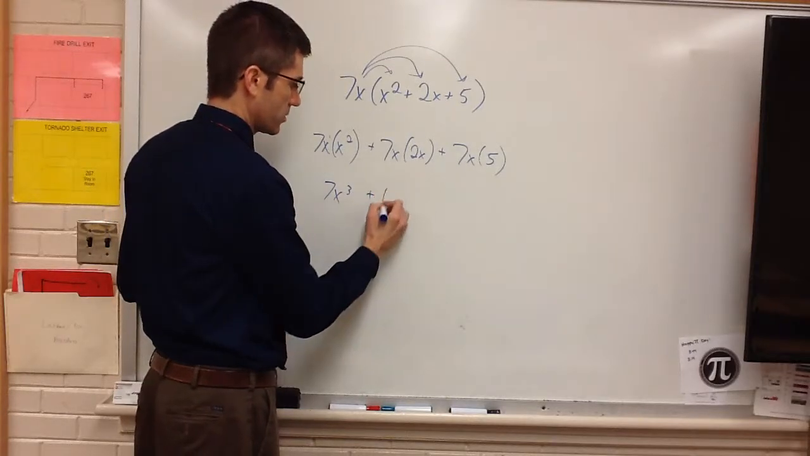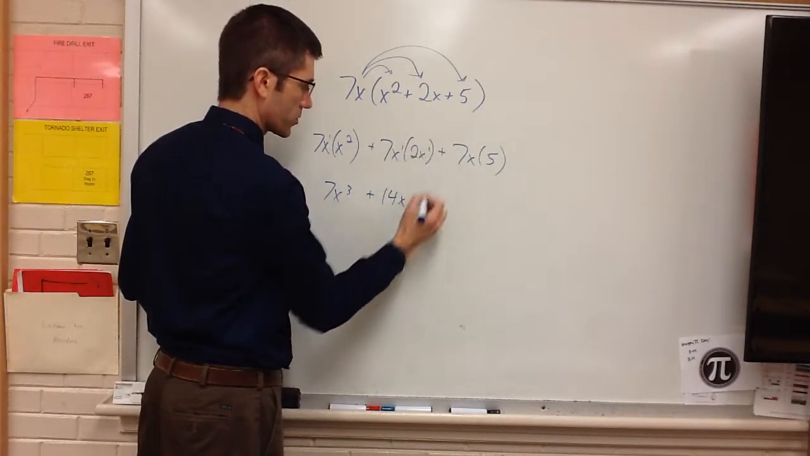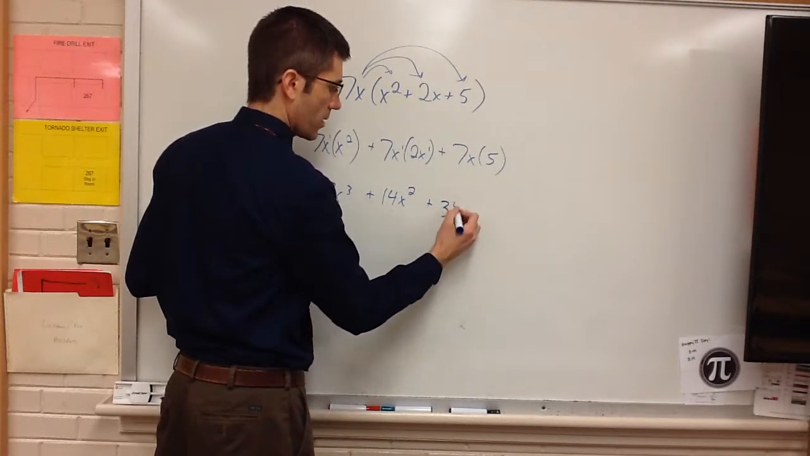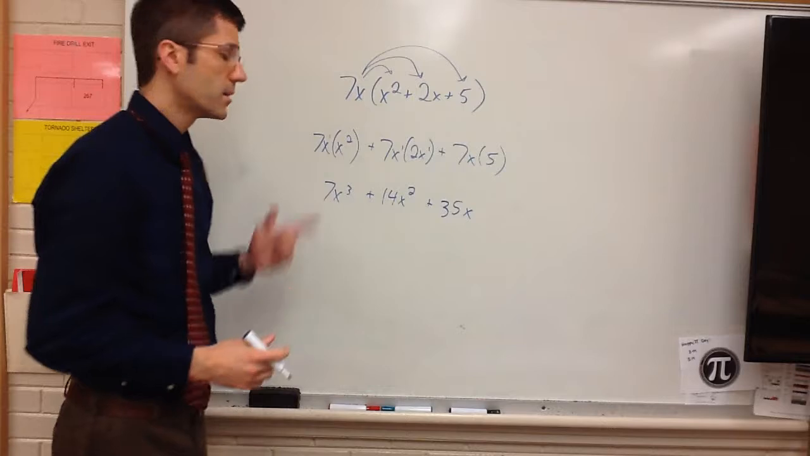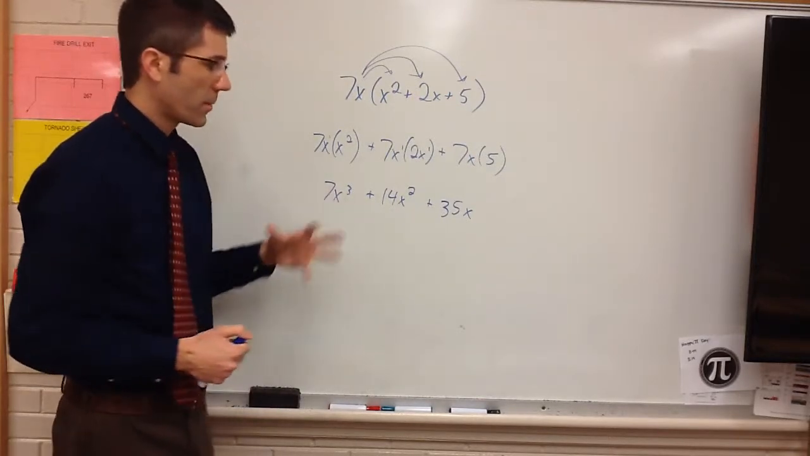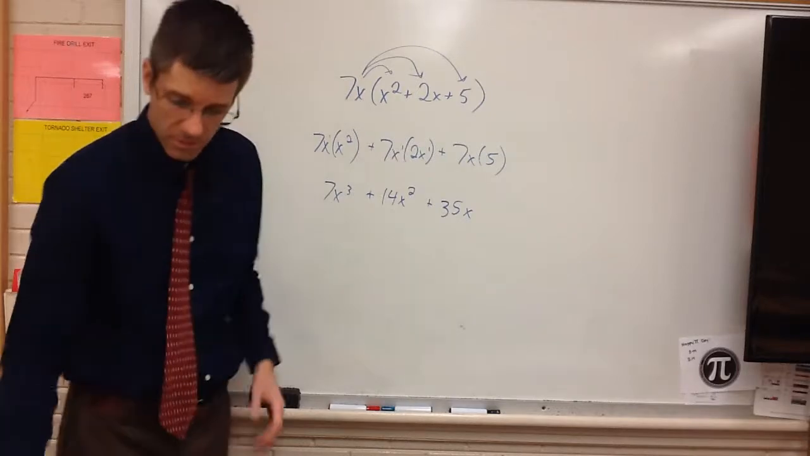Plus 7 times 2 is 14. x to the, well, 1 plus 1 is 2, squared. Let's do 7 times 5, 35, and x. And that's it. Yes, again, you can skip that step if you like. That's perfectly okay. But that's going to come in handy when we have some of the more complicated ones.